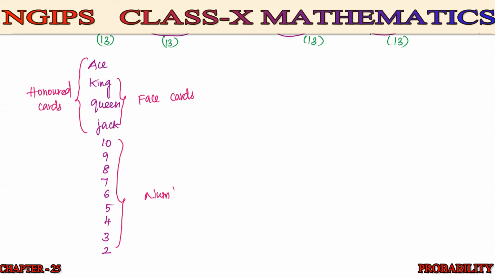Number cards. So here also same, you will be having honor cards. Honor cards it is 4. Number cards it is, if you check, you will get 1, 2, 3, 4, 5, 6, 7, 8, 9 cards. So totally you will get 13 cards.